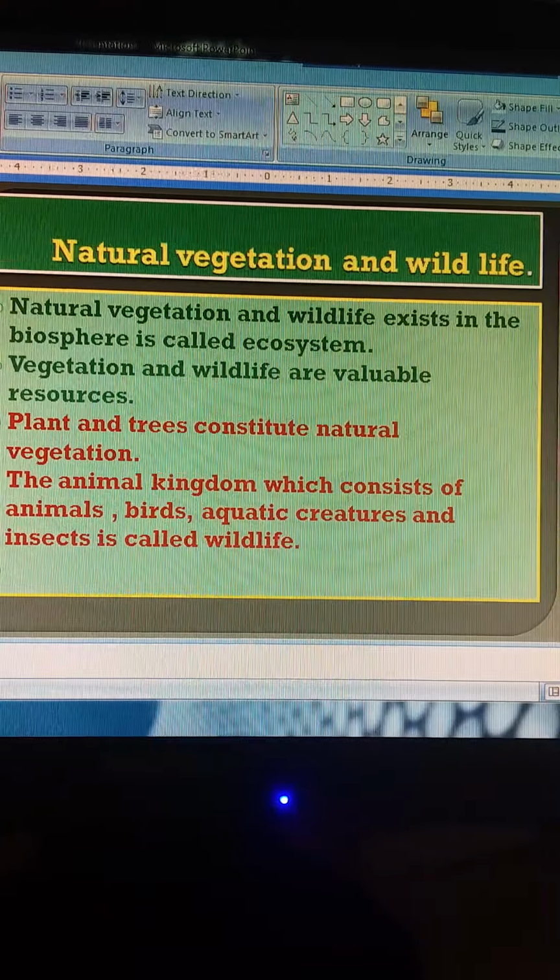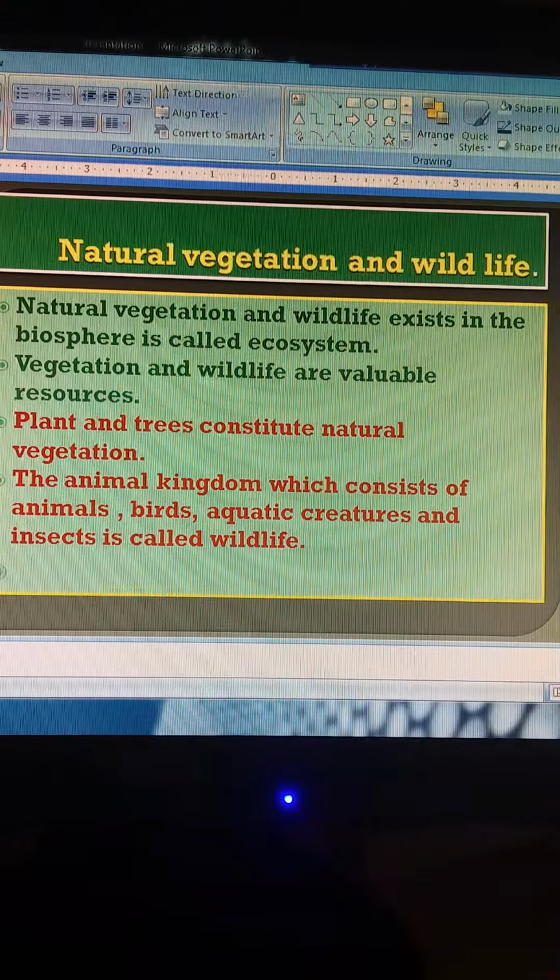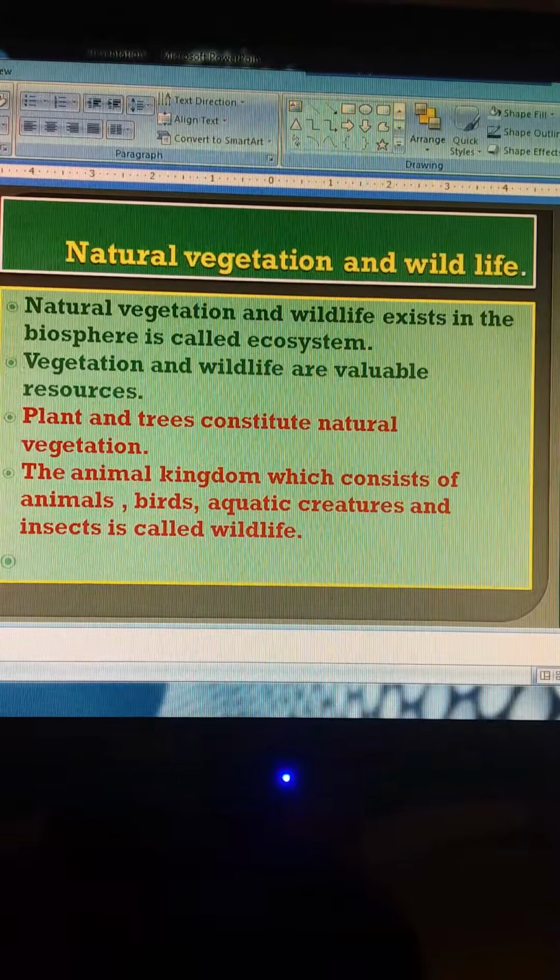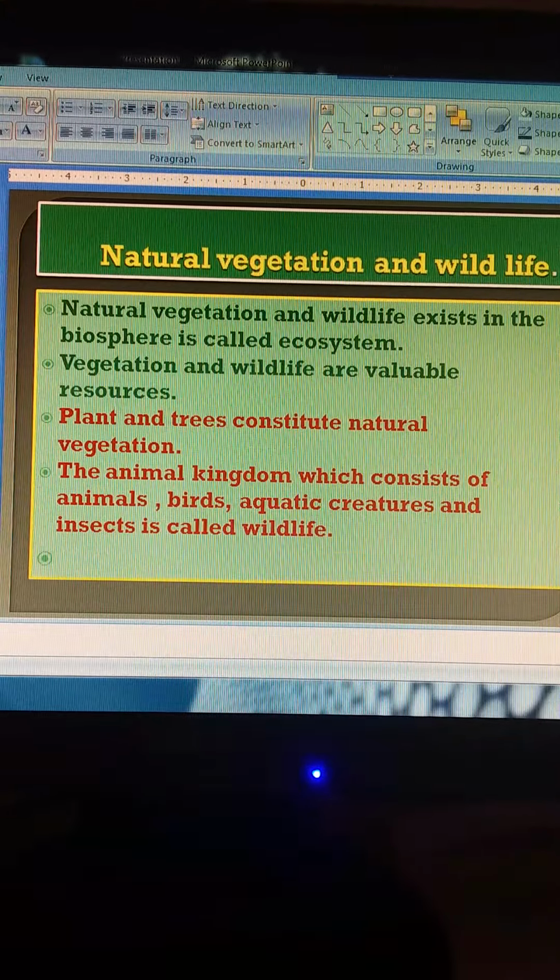Natural vegetation and wildlife. Let us see what it contains. See, natural vegetation and wildlife exist only in the narrow zone of contact between the lithosphere, hydrosphere and atmosphere that we call as biosphere. In this biosphere, living beings are interrelated and we can say interdependent on each other for survival. This life supporting system is known as ecosystem. We call it as ecosystem.